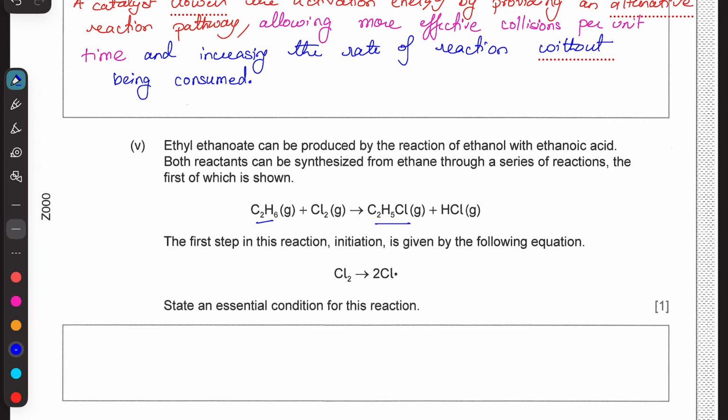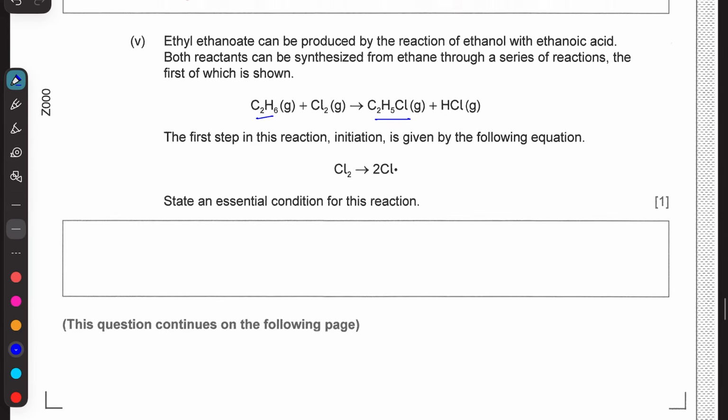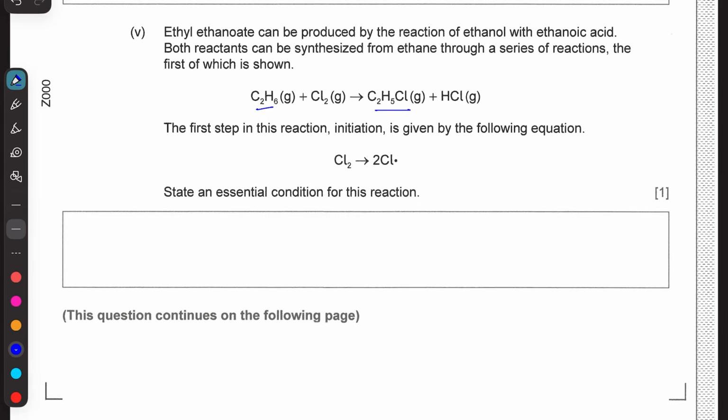So Cl2 breaks down into 2 chlorine free radicals. Essential condition for this reaction: you have to put ultraviolet, right? Ultraviolet radiation is required to initiate the homolytic fission of Cl2.